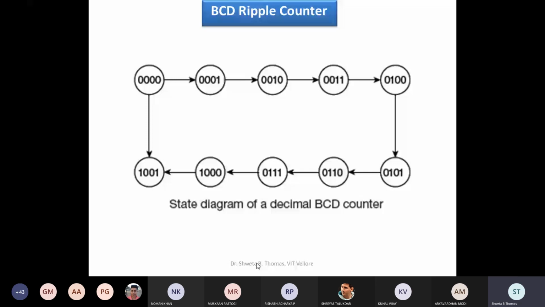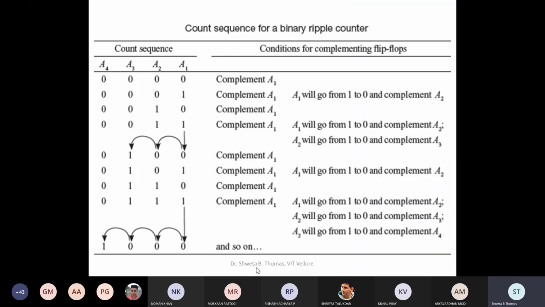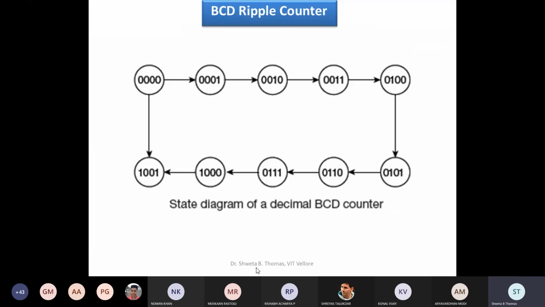Okay, this is the state diagram for the decimal BCD counter. So here the sequence of pulses will be the same as the previous one. What is the difference actually? It will start from 0000. It will go till 1001. Okay, here I have shown 1000. It will go to 1001. After 1001, again it will move to 0000. So it is counting the pulses from 0 to 9. After that, it will again start from 0000. So the working is the same as the previous one.